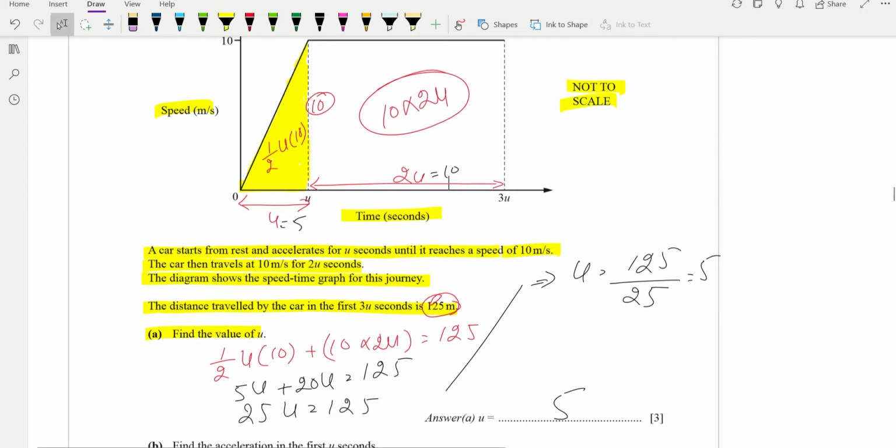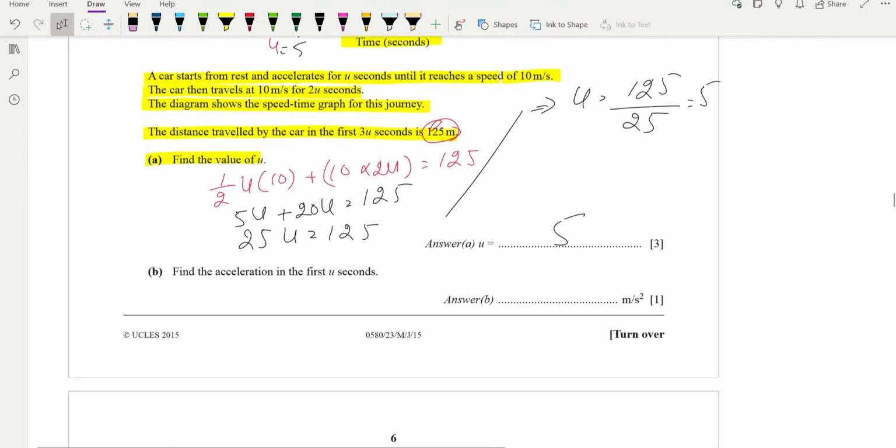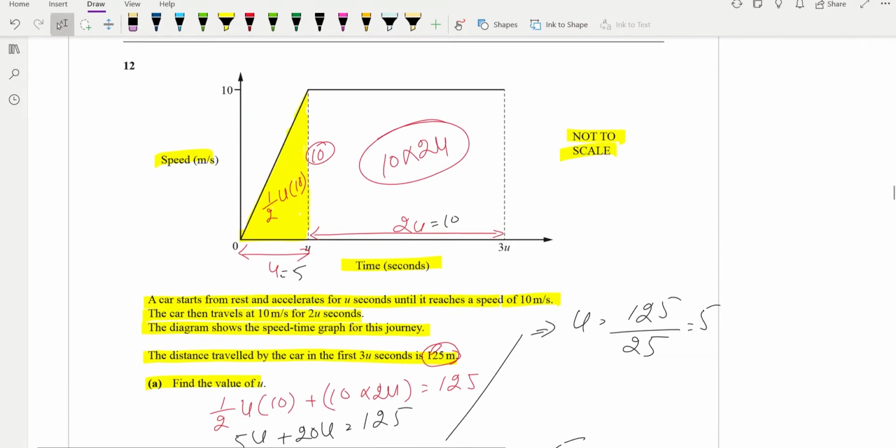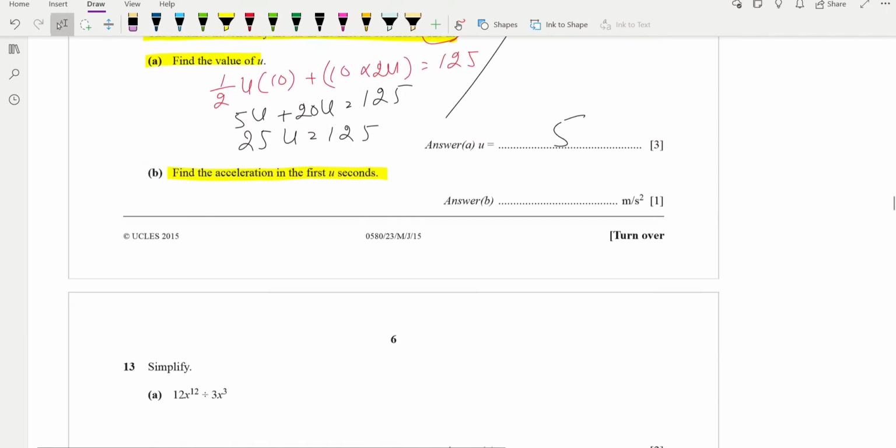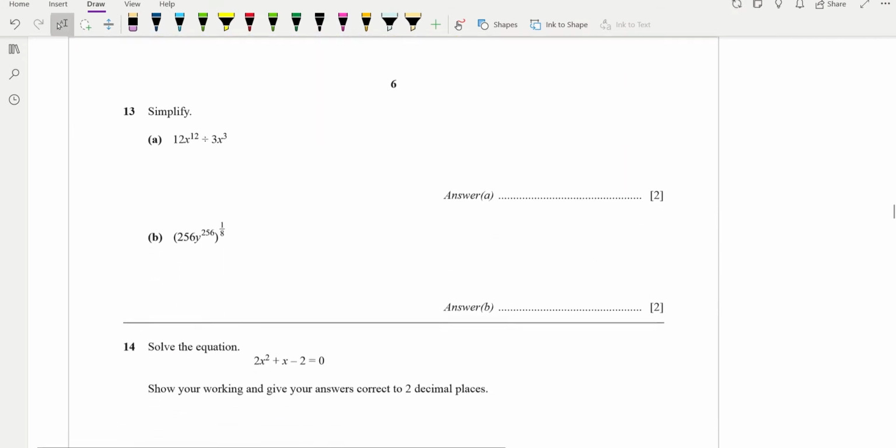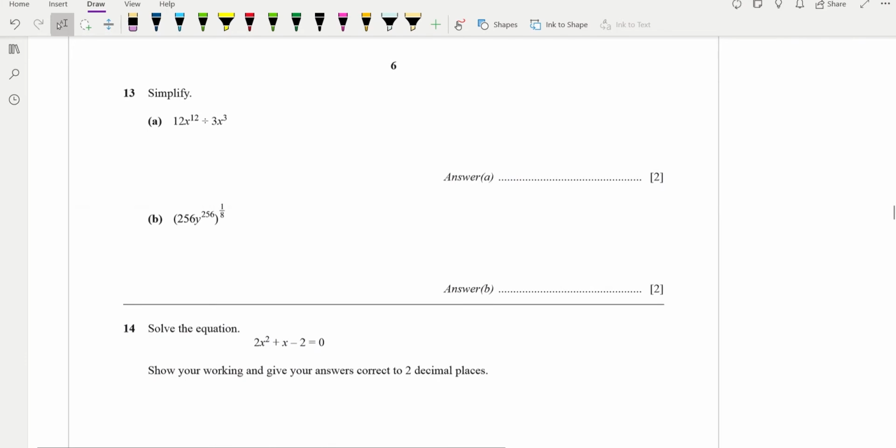So now they're saying find the acceleration in the first u seconds. So acceleration will be rise over run, so 10 over 5. This will be the gradient, and this will be equal to 2. So we can provide 2 as the answer. Hopefully you understood this. Now question number 13, now we have to simplify this. We can write it as 12 x raised to the power 12 into 3.